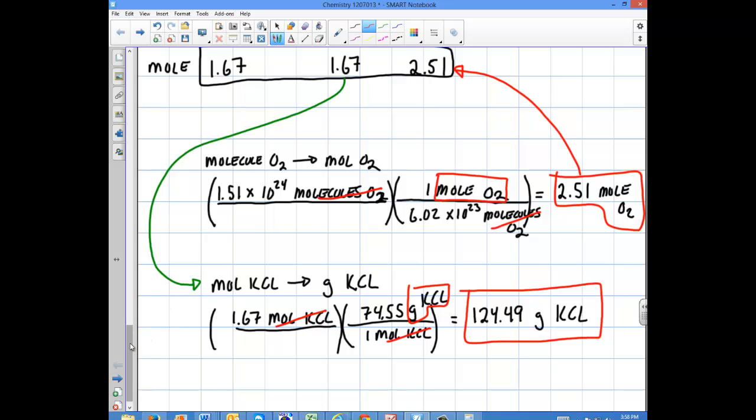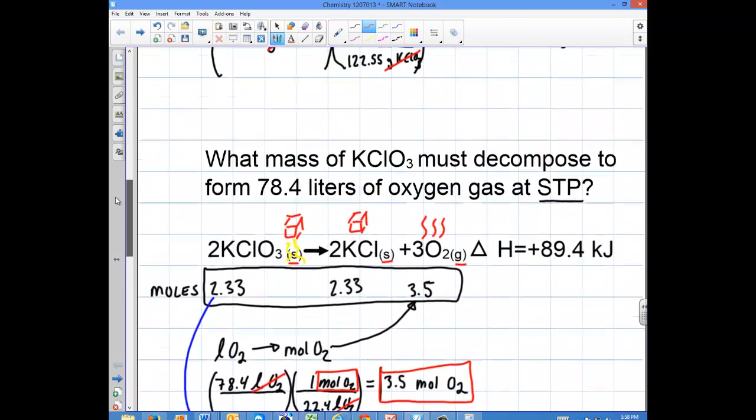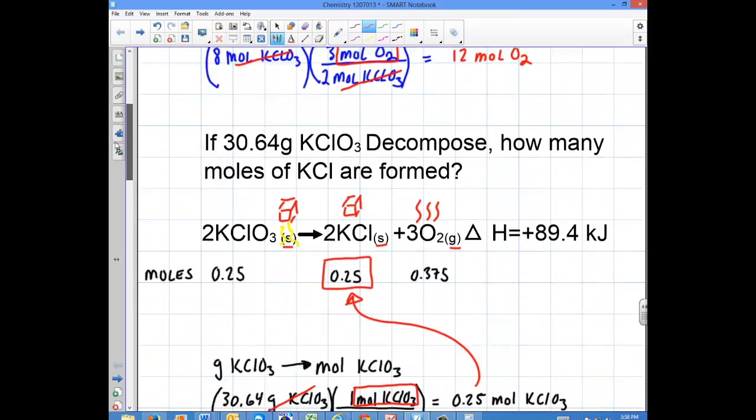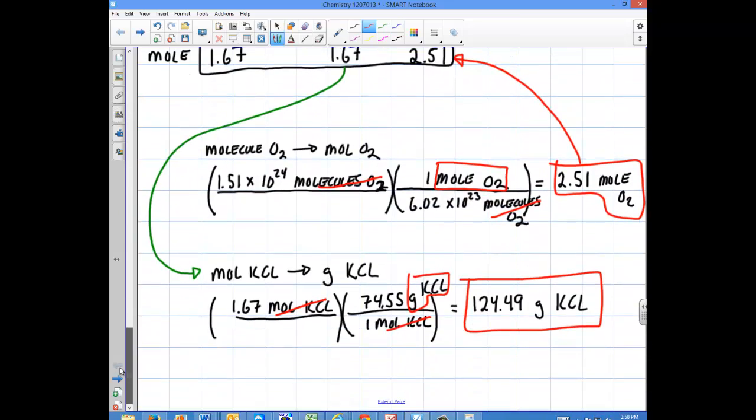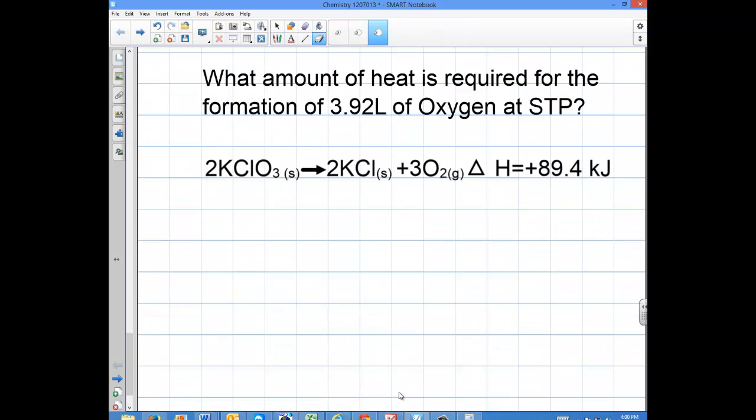So again, we're seeing a common theme here over and over, right? We're always going to the moles, and then we're coming back from the moles if we need it. Same exact theme, just different ways to ask information about the same problem here, okay? So let's go to our last question now. Alright, so now we have the final question of this reaction.